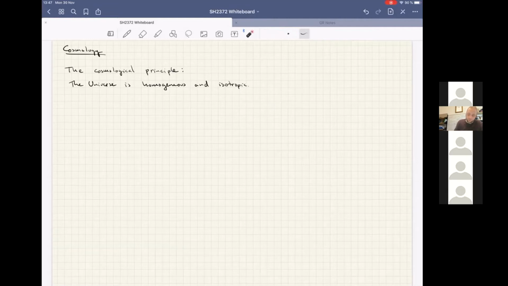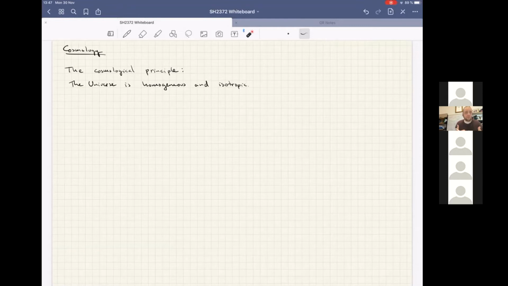The isotropy part means that it should be looking the same in all different directions. That means that if I look in one direction, or if I look in a different direction, the universe should, on the large scale, look exactly the same in those directions. Then, of course, locally we have variations such as galaxies and stuff like that. But if I point to one direction and I see there is this amount of galaxies in that direction, there should be the same amount of galaxies in a different direction.